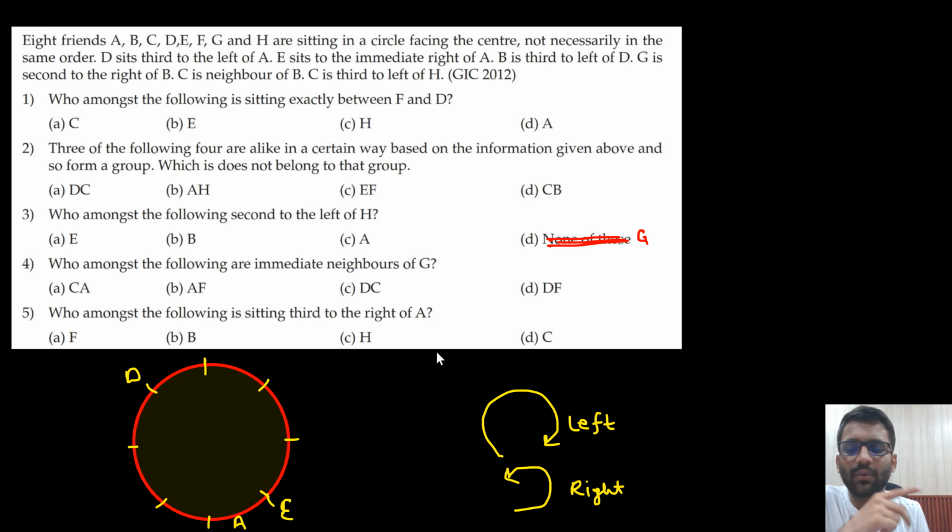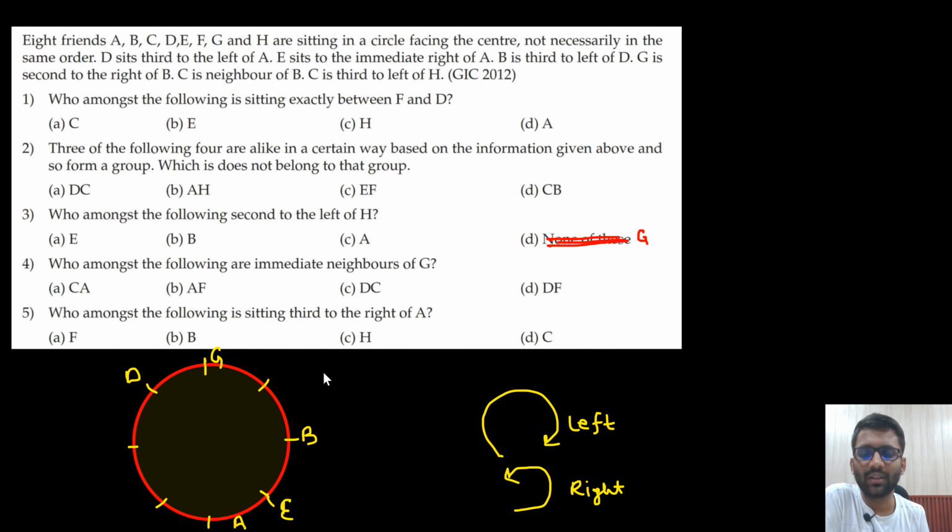B is third left to D. Third left to D, left. 1, 2, 3. Third left to D is B. And G is second to the right of B. Right will be in this direction. G is second to the right of B. Right of B, first is this guy and this is G. G is second to the right of B.